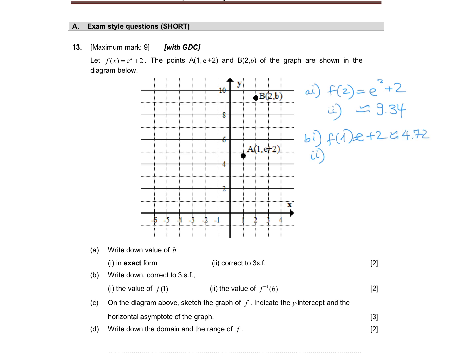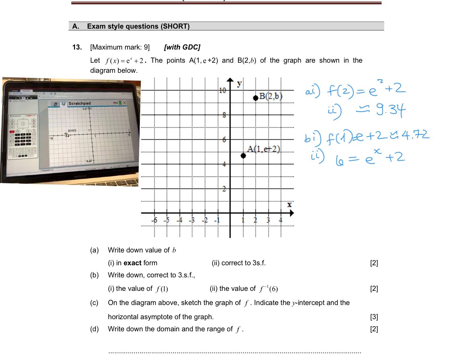Double I, the value of the inverse at 6. So that's when we set 6 equal to e to the x plus 2. And you can put this in your graphing calculator. Okay, so if you put this in your graphing calculator, your e's over here. We need e to the x and then plus 2. Okay, so there's that. So you could use nsolve with this, that's fine.